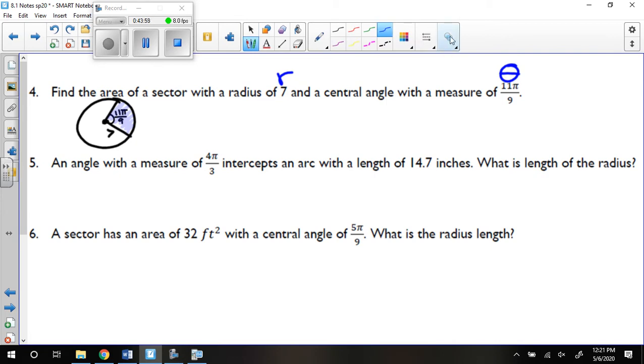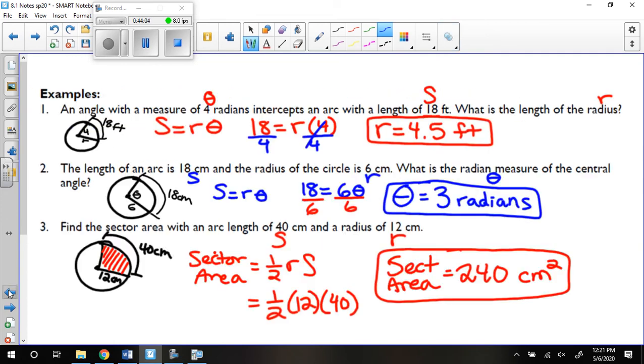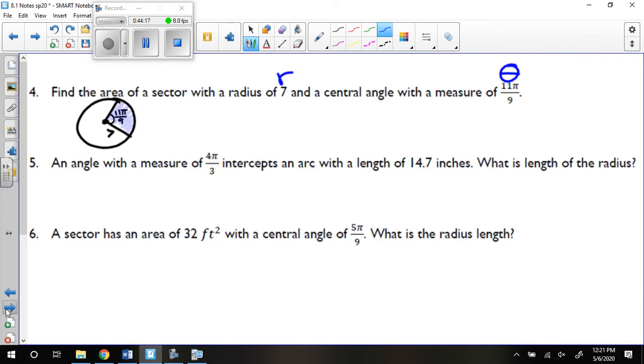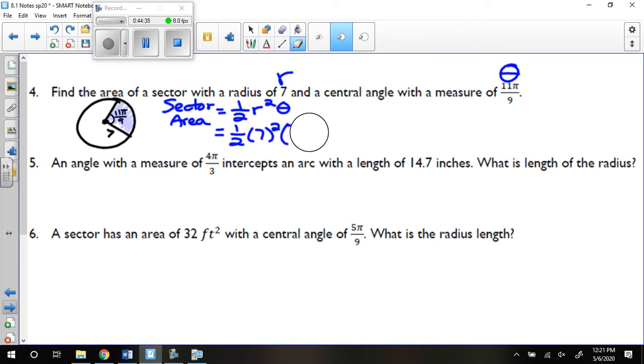All right, so our formula for the area of a sector that has r and theta in it. Area of a sector, r and theta. New sector area, 1/2 r squared theta. That's what we're going to be using. So sector area equals 1/2 r squared theta. And if we plug in, we've got 1/2 times 7 squared times 11 pi over 9.